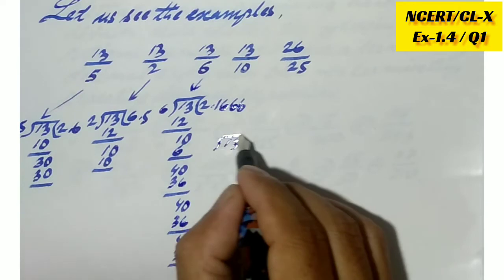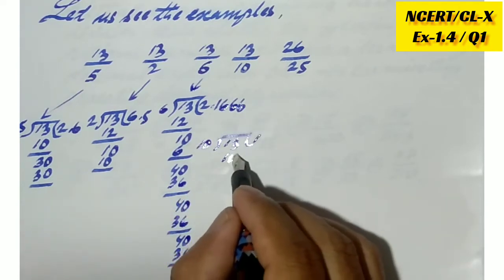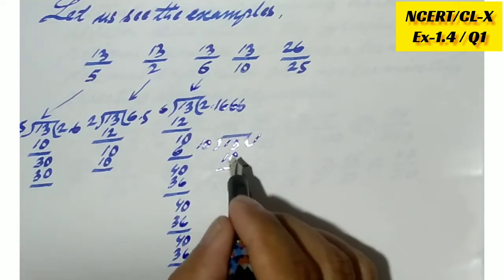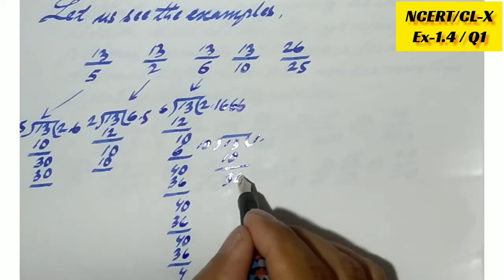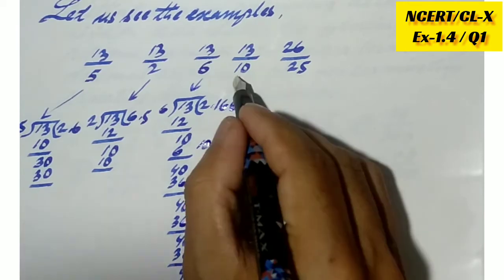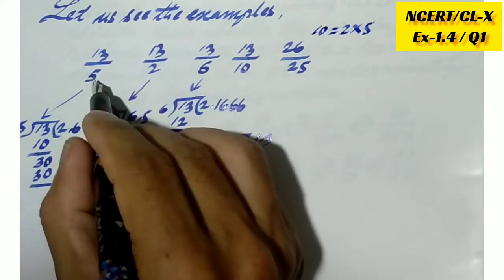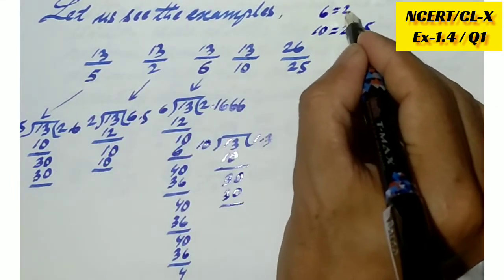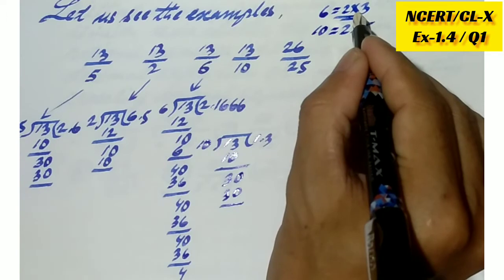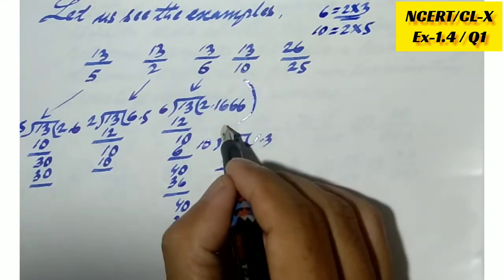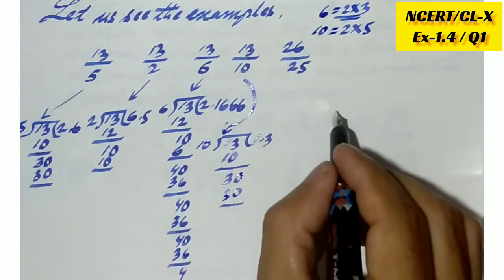But let us try 13 divided by 10. 10 1s is 10, 3 is the remainder. Bring 0 here after the point, then 10 3s are 30. Now 10 is equal to 2 into 5, that is a criterion of a terminating decimal. And 6 is equal to 2 into 3, that is not a criterion of a terminating decimal. So it is different. Now that is 13 by 10.